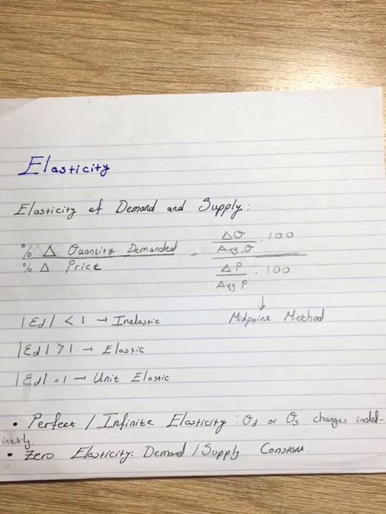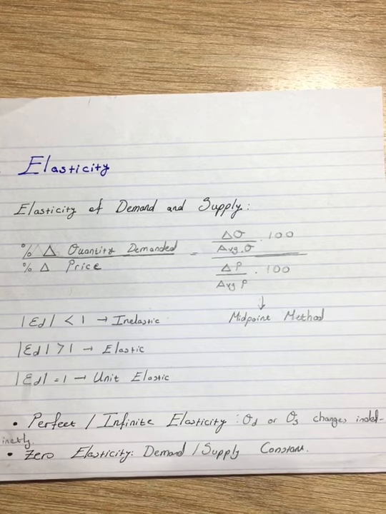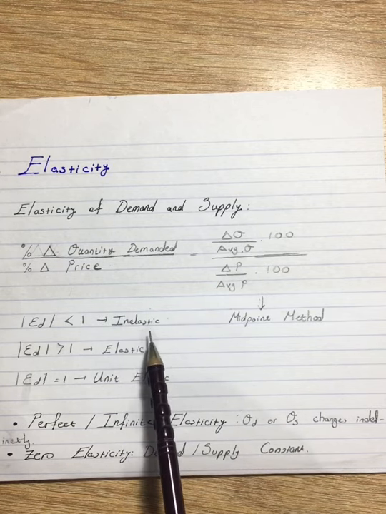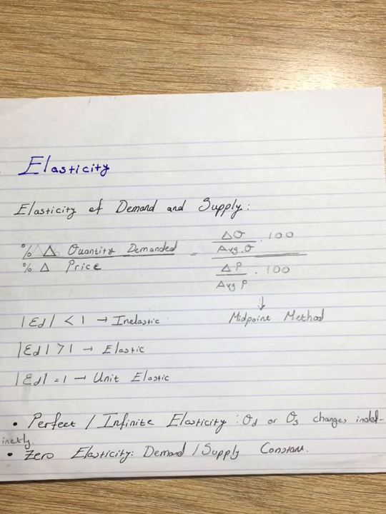What inelastic means is that if there is, let's say, a 1% increase in price, the quantity demanded will decrease by less than 1%. So the consumers will react mildly. The consumers of inelastic goods are not reacting very much to the change in prices.